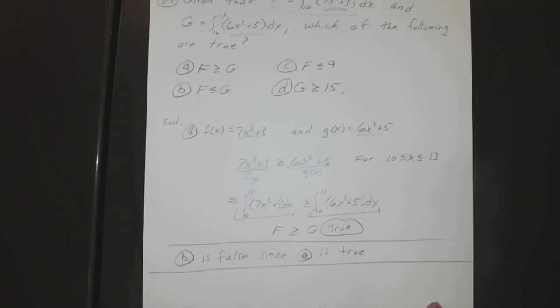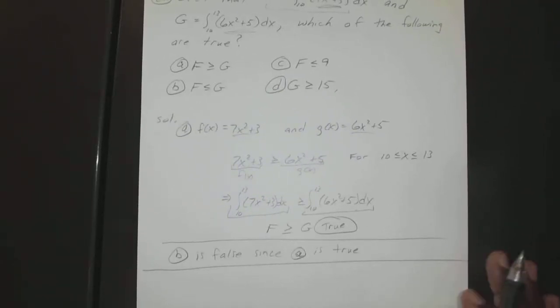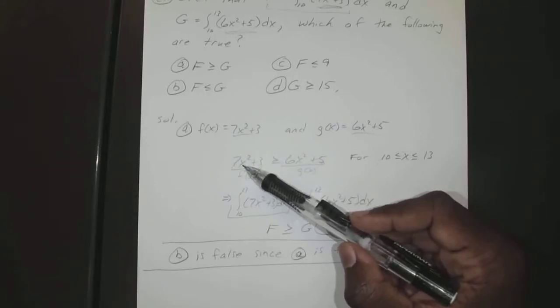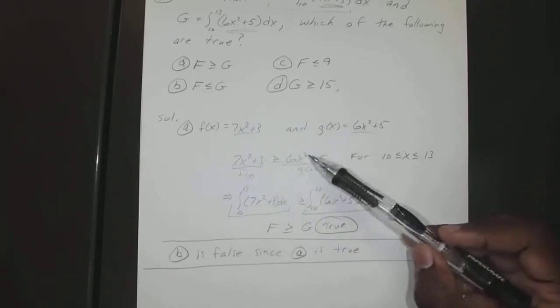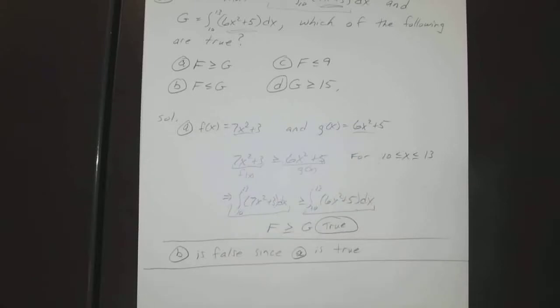So say for instance, instead of 7, that was 3. That would all be false because now that would be. Oh yeah, if that would have been 3x squared, then this would have been less than that one. So then that one, B, would have been true if that was the case.